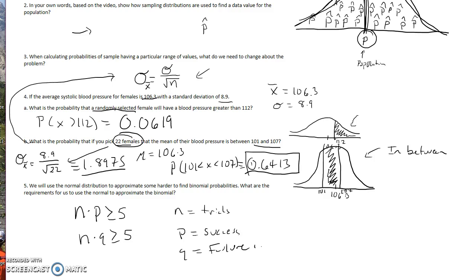Now, these are going to be some of the trickier things that we're going to do in Chapter 6, so make sure you focus in on this, but this is just going to be a baby step. We can use the normal to approximate the binomial if these two conditions are met.